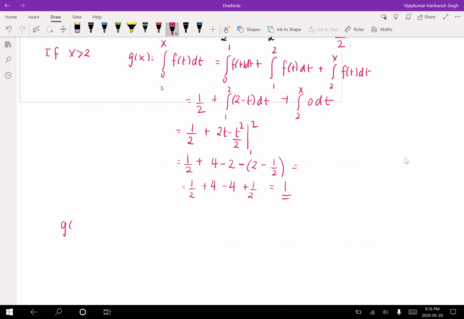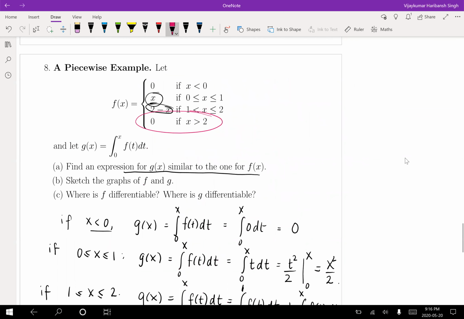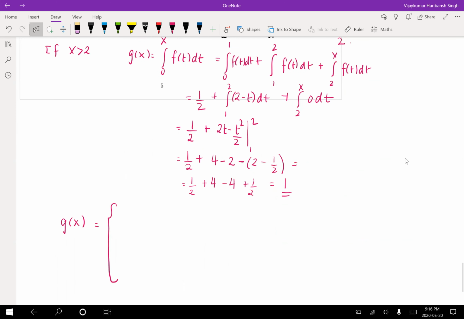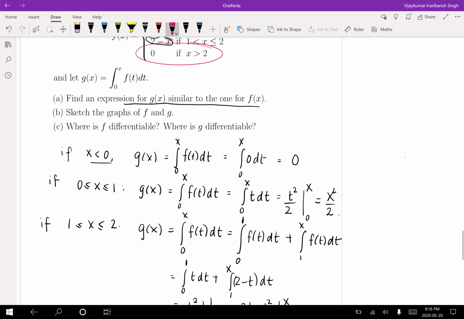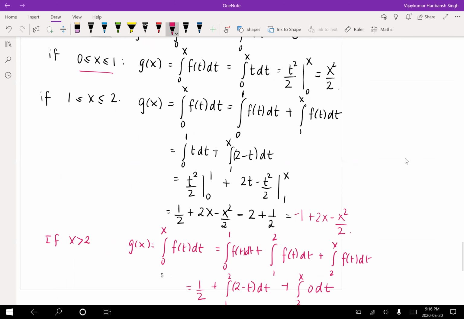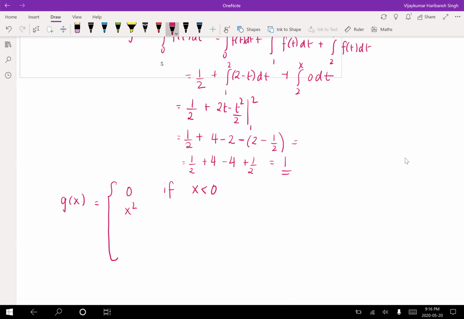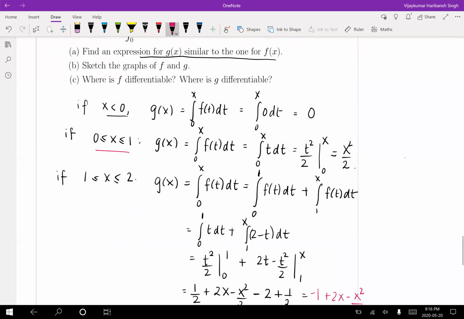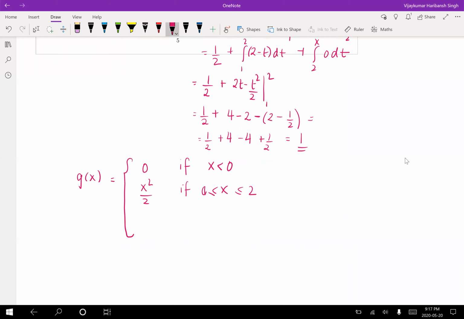So let me write down g of x as a piecewise function. So g of x can be seen as, let's see. If x is less than 0, then it's the constant 0 function. If x is between 0 and 1, then it's x squared by 2. Oh, sorry, I said 1 and 2, my bad. So 0 and 1.